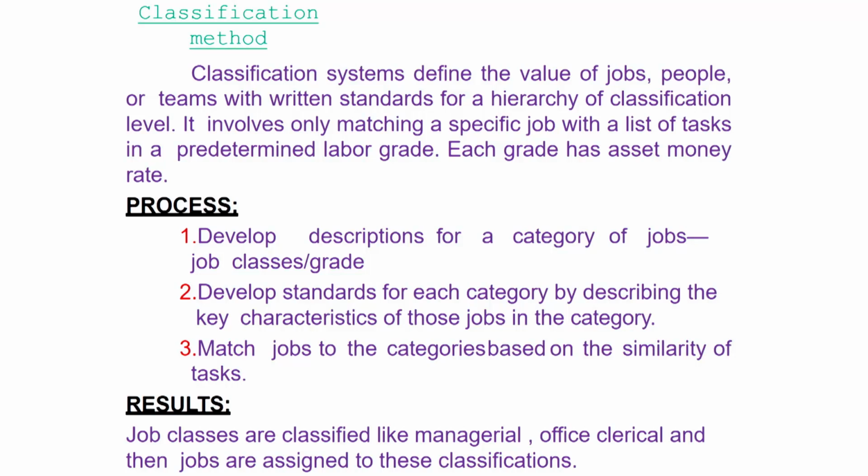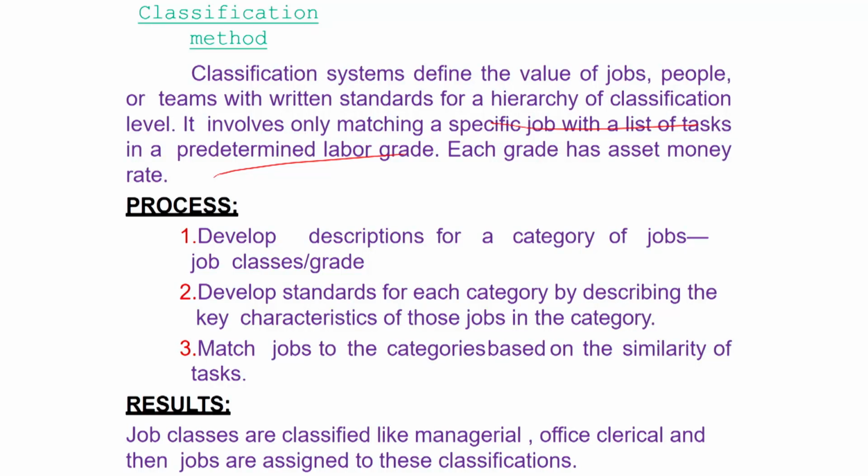Then the second one is known as the classification method or the grading method, my dear friends. Here the job grading method is also known as the classification method. As you can see on the screen, the classification system defines the value of jobs, people or teams with written standards for a hierarchy of classification levels. It involves only matching a specific job with the list of tasks in a predetermined labor grade. The grades are actually set.